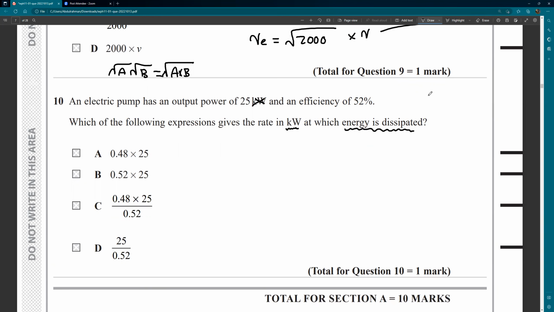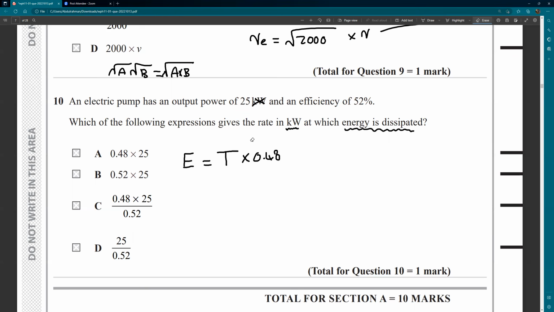So it wants the power of your energy lost. You should know that, and it's giving us efficiency. You should know if something's 52% efficient, that means 52% is useful and 48% is wasted. This wasted is your energy dissipated. So that's what we're going to focus on. So we're going to say that the energy dissipated is equal to the total energy, let's say T for total, multiplied by 0.48. So multiplied by 48%. This is just basically saying 48% of the total energy, which is the energy dissipated.